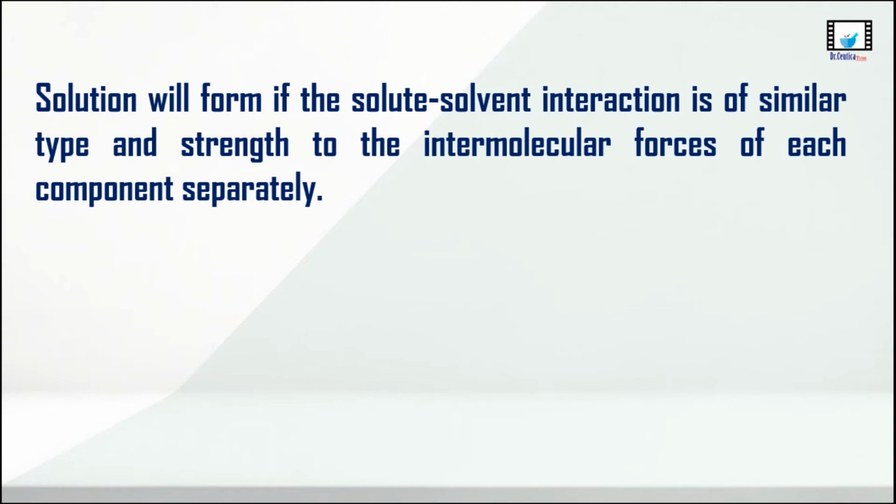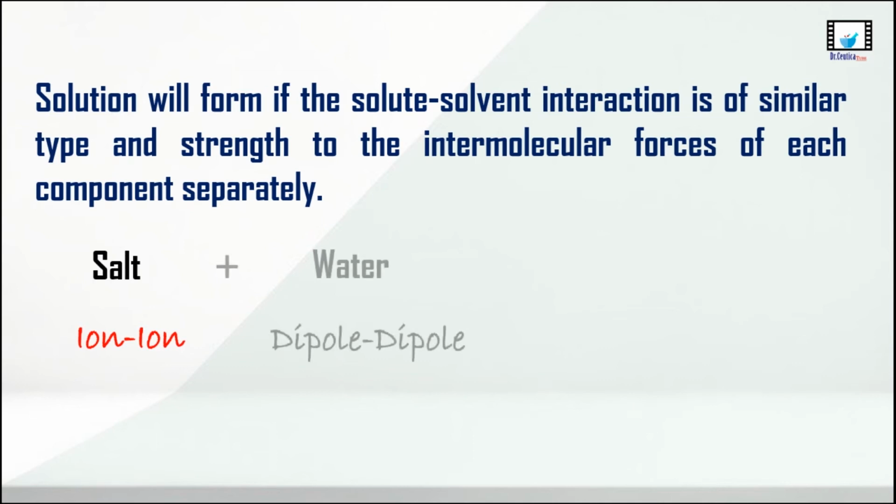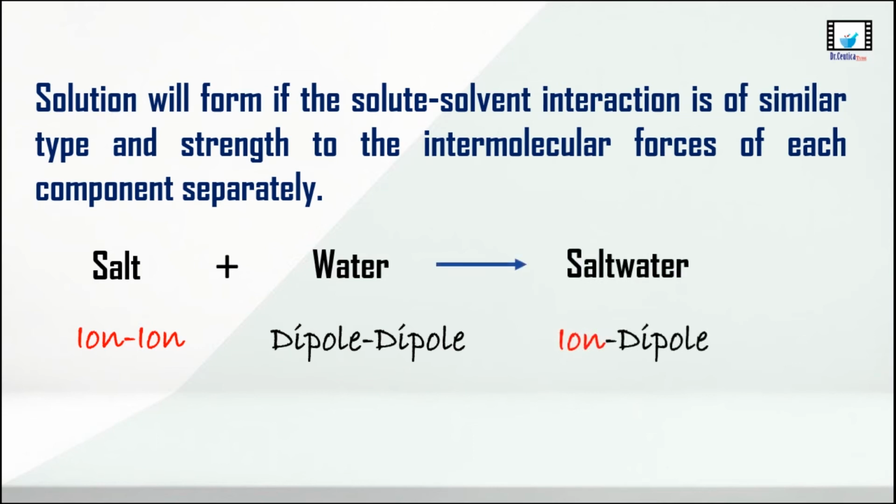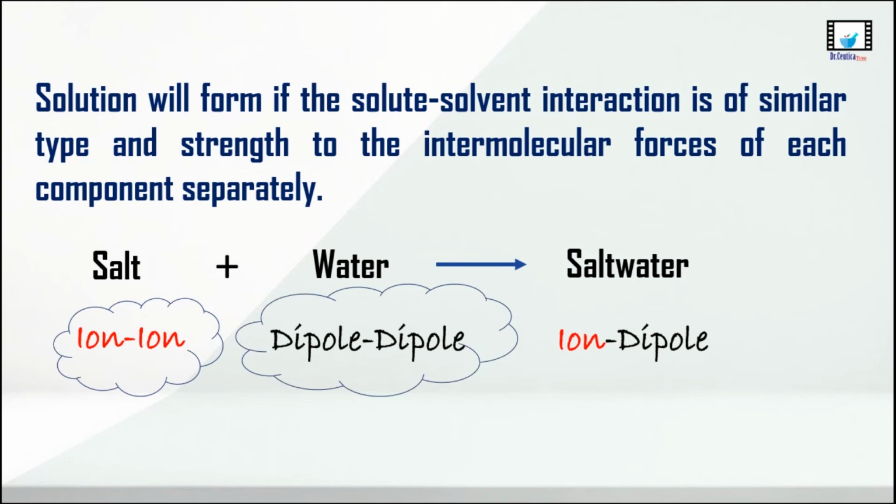Referring to the salt-water example again, the ion-ion interactions between the sodium and chloride ions and the dipole-dipole interactions between the water molecules were replaced by ion-dipole interaction when the solution was formed. All 3 interactions are classified as strong polar interactions. A polar solute was dissolved in a polar solvent, and polar interactions formed the solution.